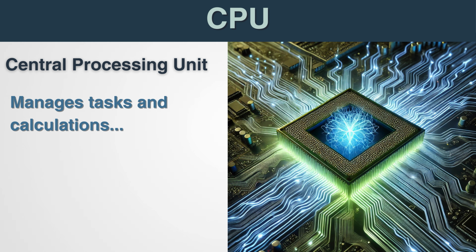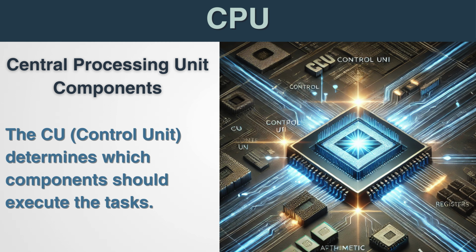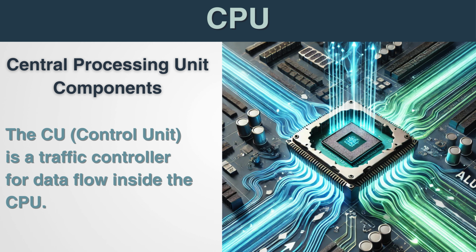Let's review key components of a CPU. First, the control unit, CU, directs and coordinates the operations of the CPU and other components of the computer. The control unit fetches instructions from memory, decodes them, and decides which internal components, like the ALU for calculations, should execute tasks, and manages communication with external devices through I/O input-output operations. The CU control unit acts as a traffic controller for data flow inside the CPU.